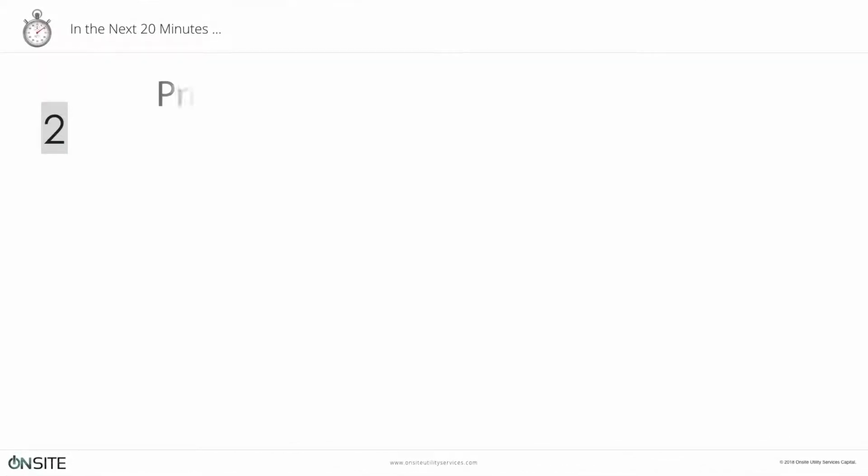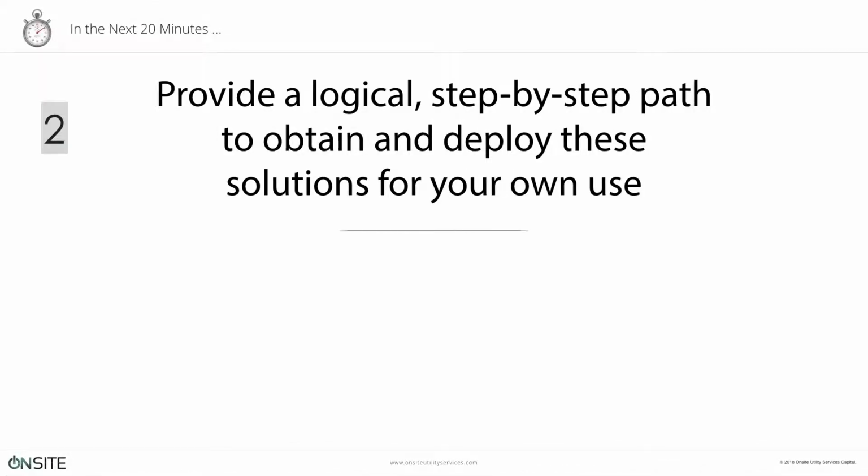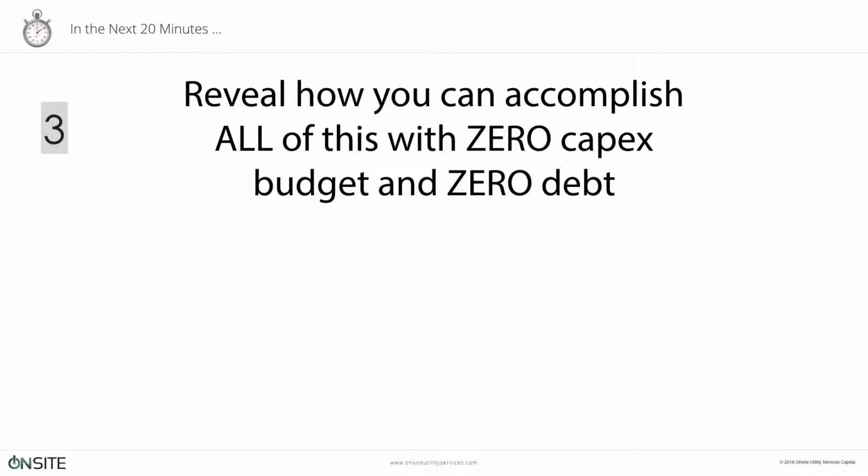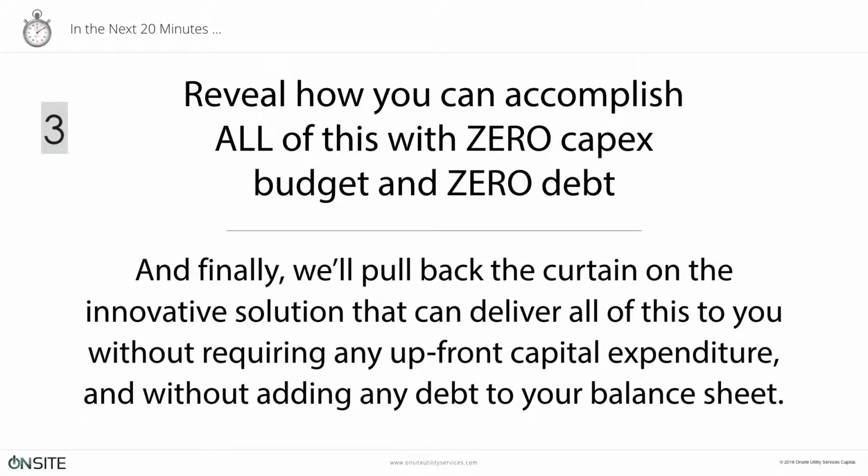Next, we'll provide you with a logical and step-by-step path to obtain and deploy these solutions for your own use. We'll cut through the haze of red tape and outline a simple, straightforward route to put any or all of these solutions to work for your controlled environment agricultural facility. And finally, we'll reveal how you can accomplish all of this with zero CapEx budget and zero debt. We'll pull back the curtain on an innovative solution that can deliver all of this to you without requiring any upfront capital expenditure and without adding any debt to your balance sheet.